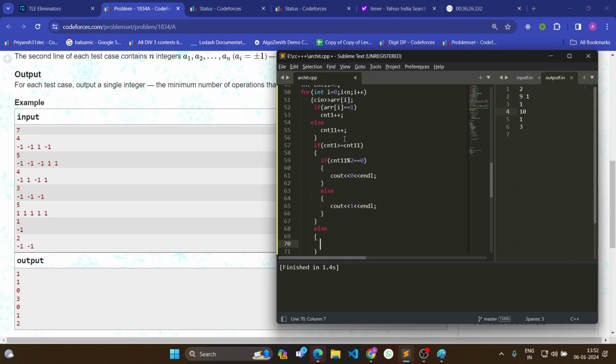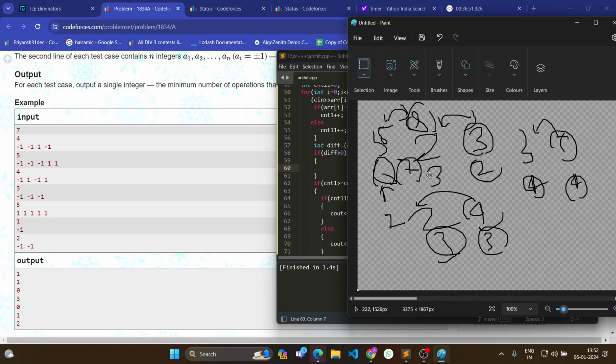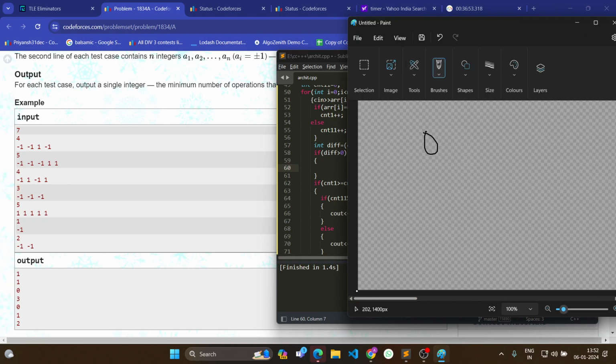Okay, I think let's find the difference, which is equal to count of 1 minus count of -1. If the difference is positive, then what has to be done is, let's look at one of the test cases. In the test case, like 0 and 3, so 3 minus 0 is 3, and here I need 2 steps, right?